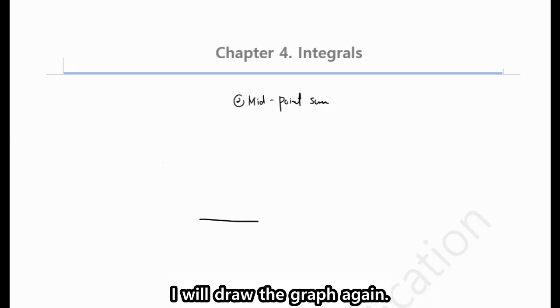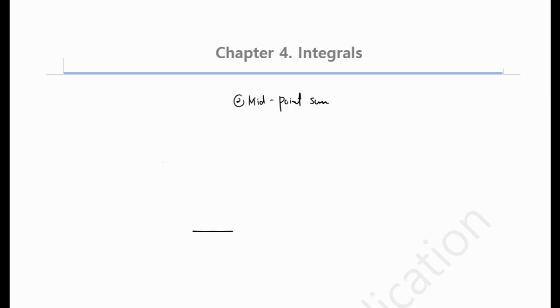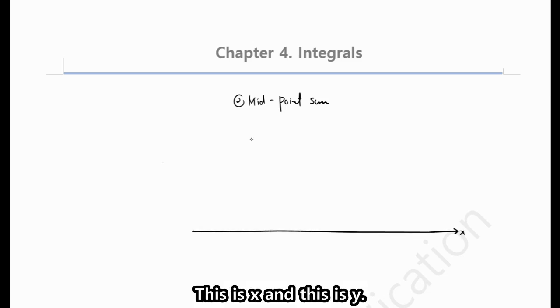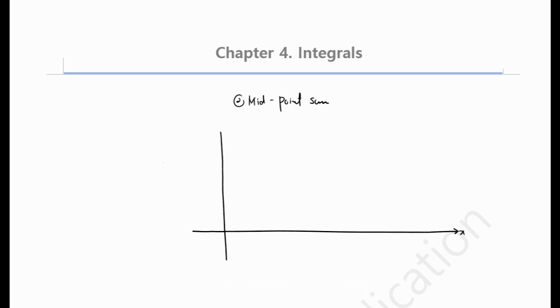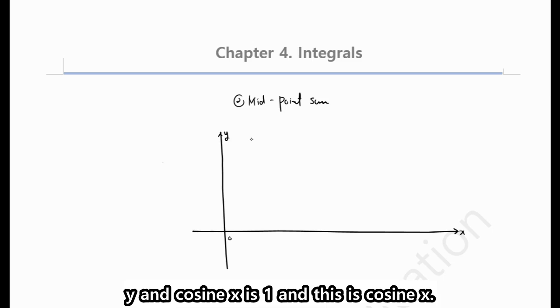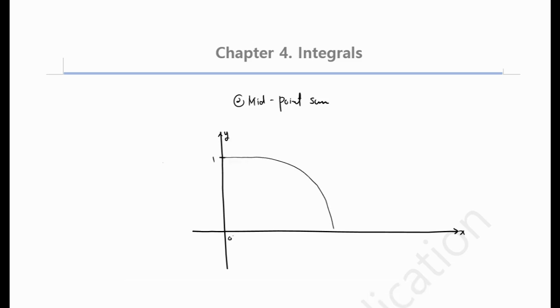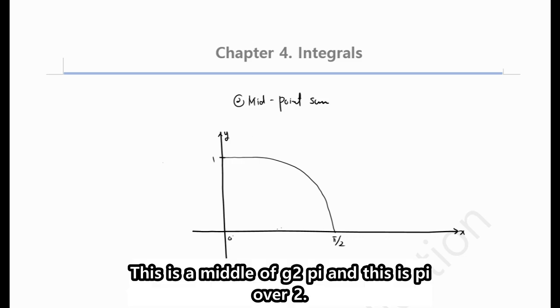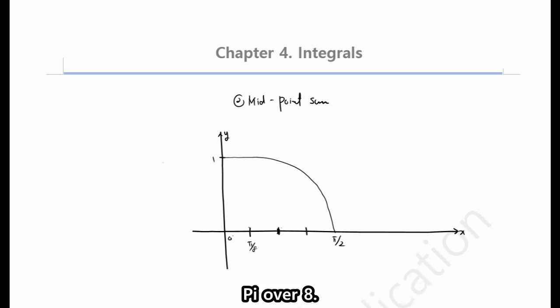This is x and this is y. The y value is 1, and this is cosine x. This is pi over 2, and the four divisions are here: pi over 8, 2 pi over 8, 3 pi over 8.